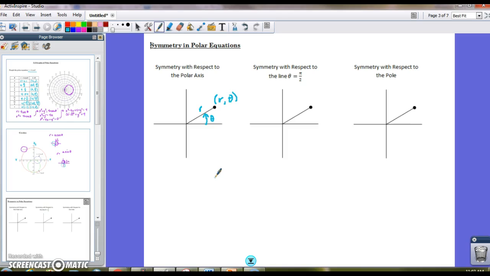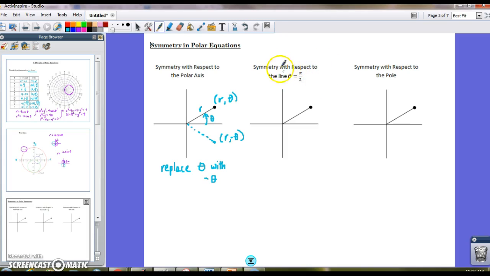Okay, if an equivalent equation results, meaning you get back what you started with, then that's the type of symmetry it has. So with respect to the polar axis, we replace theta with negative theta. And so we'd end up with something here. So we'd still have r comma theta, right? So this would be symmetrical to our original one, symmetrical about the polar axis, okay?